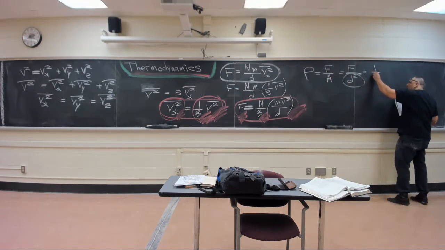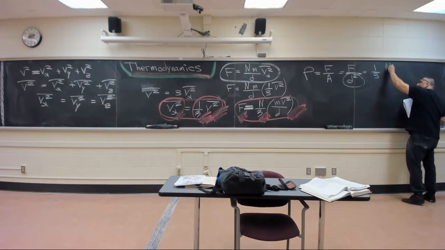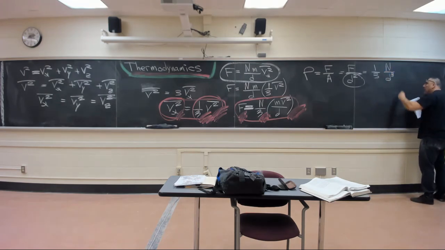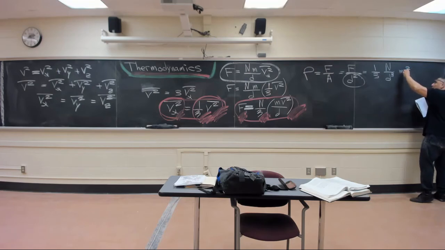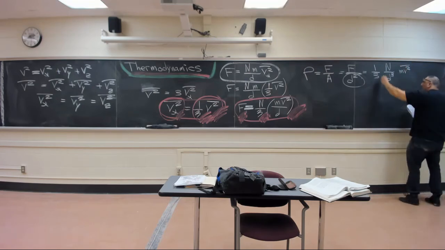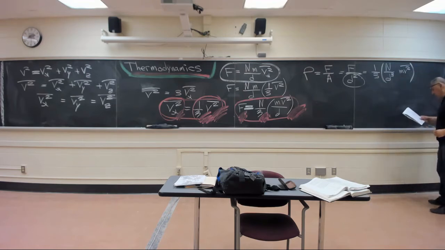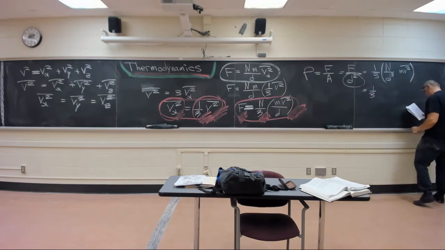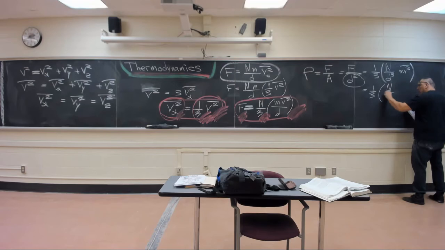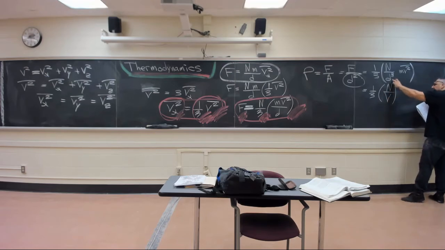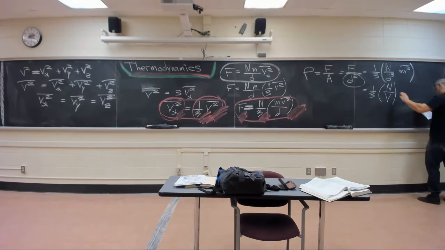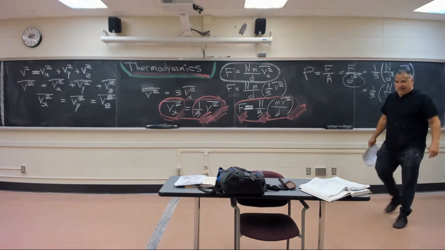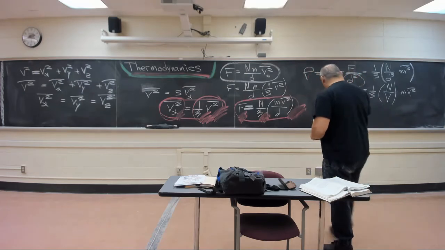They're getting 1/3 N over D cubed, m v squared bar. Now we've got to talk. D cubed is the volume. N is N. This thing is still staring at us right in the eye. This m v squared looks a lot like 1/2 m v squared. If you don't believe me, let's make it look like it.